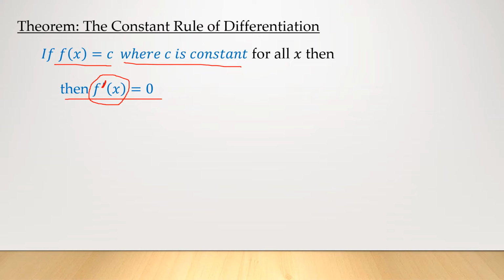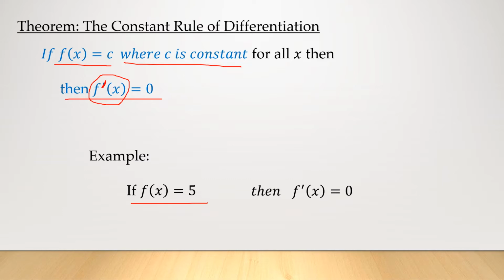Again, the theorem says that if our function is constant, the derivative of that function is equal to 0. For example, let's say our function f of x is equal to 5. Then its derivative is 0.